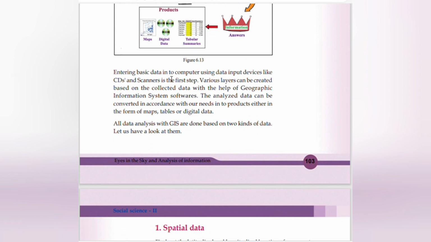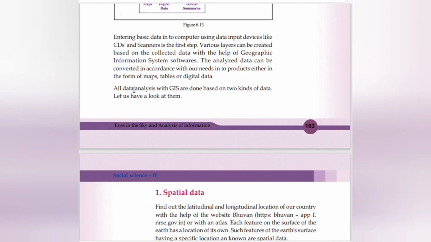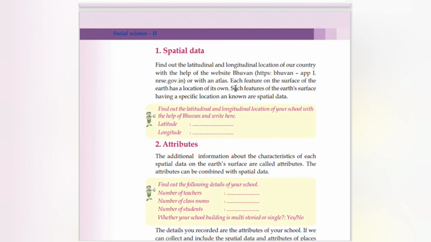Entering database or basic data into a computer using data input devices like CDs, scanners is the first step. Various layers can be created based on the collected data with the help of Geographic Information System softwares. Analyzed data can be converted in accordance with our needs into products, either in the form of maps, tables, or digital data. All data analysis with the GIS are done based on two kinds of data.